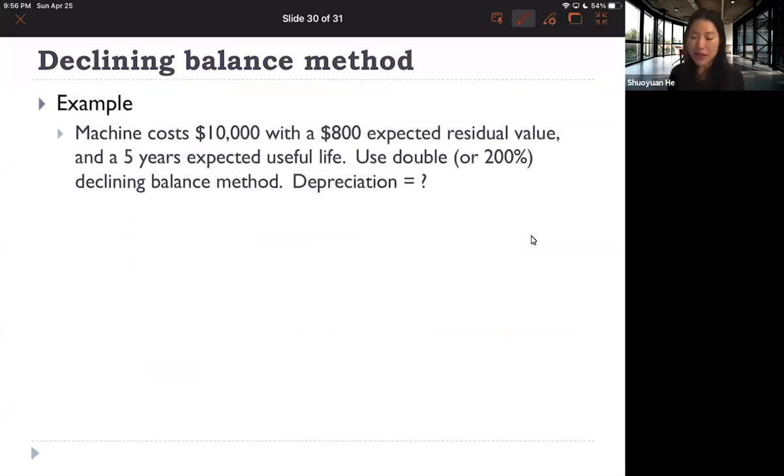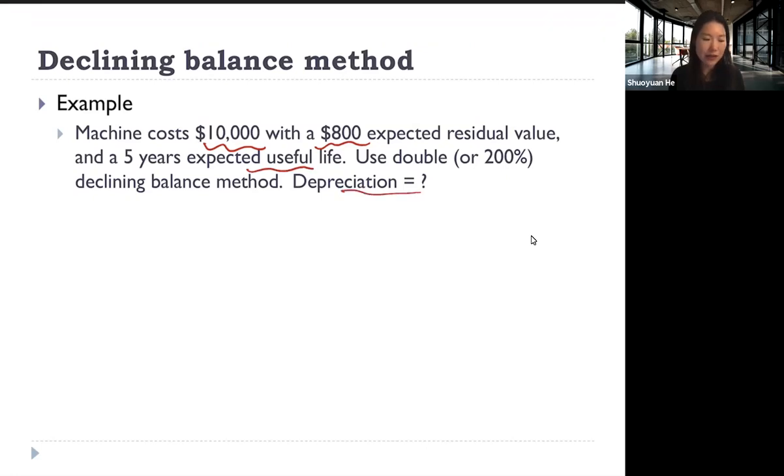Declining balance method example: the machine costs 10,000 with 800 expected residual value and 5 years useful life. If we use the double declining method, what is the depreciation for each year? Please spend 1 minute, try to work out this example on your own, and you can pause your video for now.